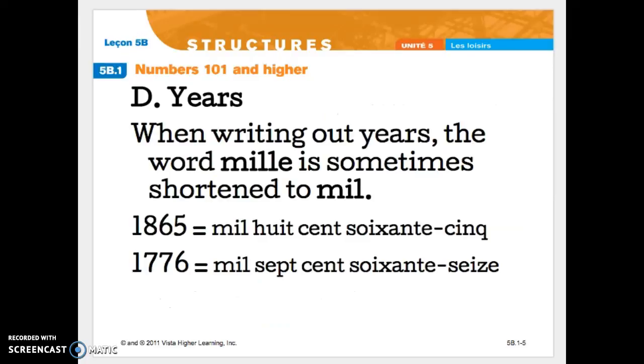For years, sometimes the mille is shortened to mil, and you only do this for years. So 1865, you have to spread it out so that it's 1,865, so 1865. For 1776, you stretch it out to make it 1,776, 1776.